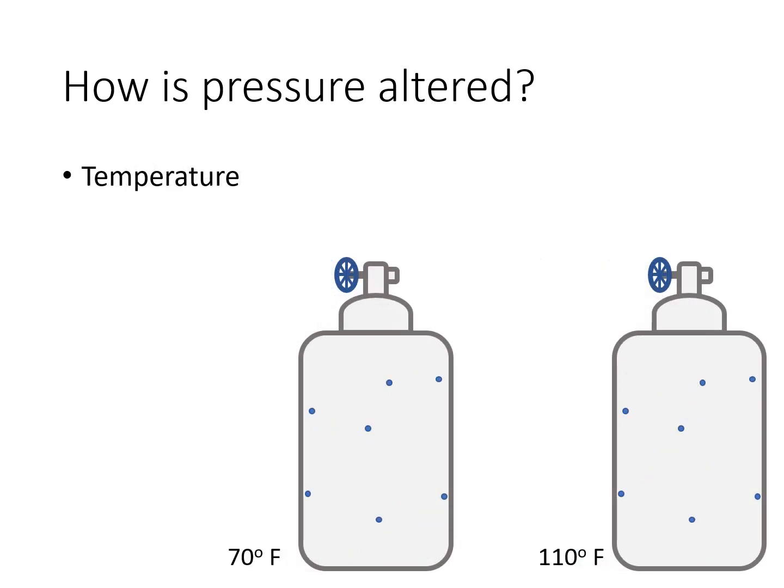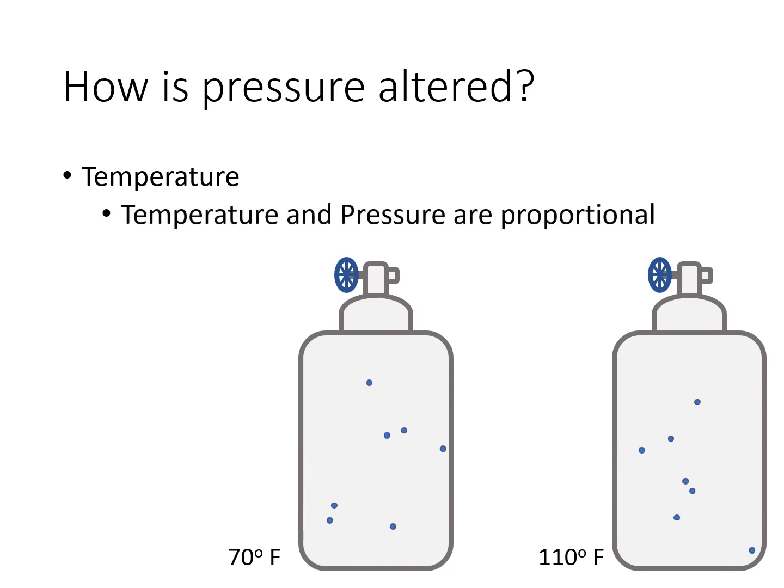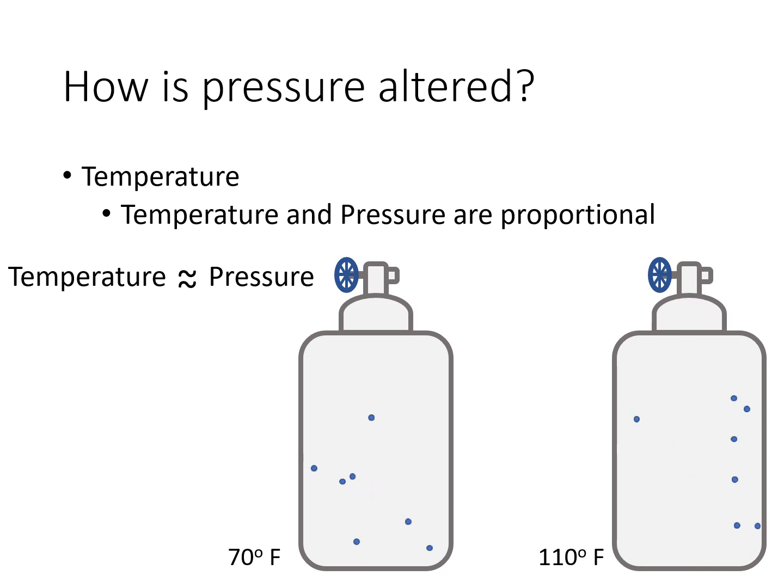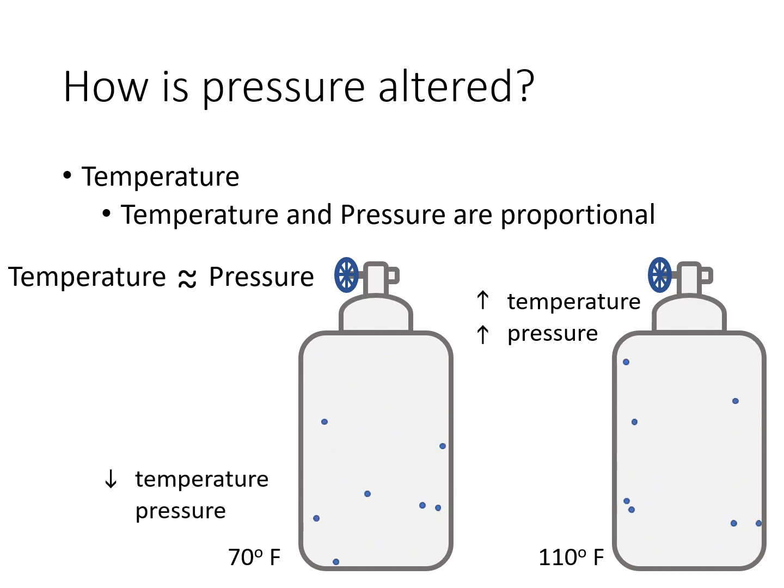So we saw at the beginning of the lecture how temperature affects pressure, that at 70 degrees the particles are moving at a particular speed, creating a particular pressure, but at a higher temperature the particles are moving faster and are therefore creating more collisions and therefore creating a higher pressure. So from this we can conclude that temperature and pressure are proportional, and that is the greater temperature we have, the greater pressure we're going to have, and the opposite is true, a lower temperature, less pressure.